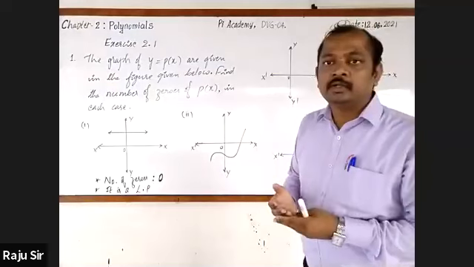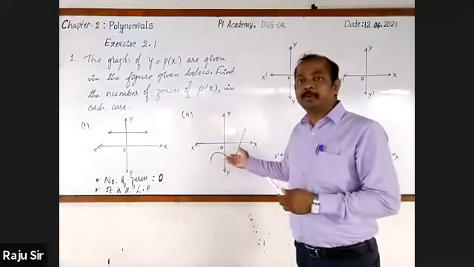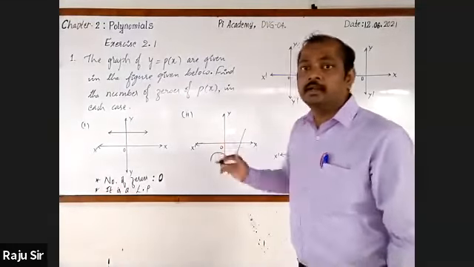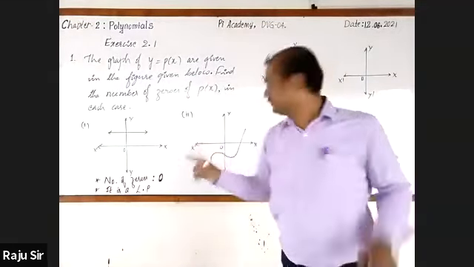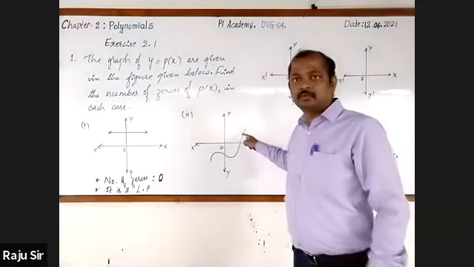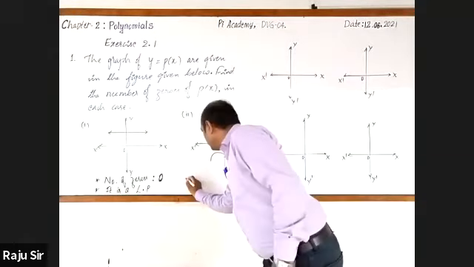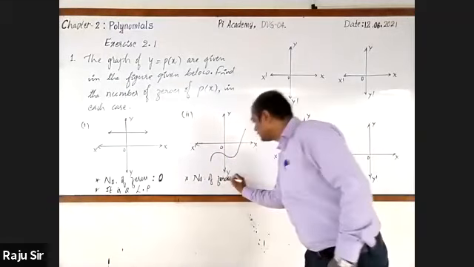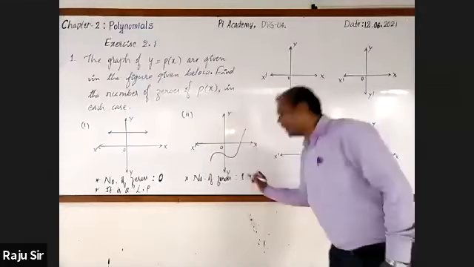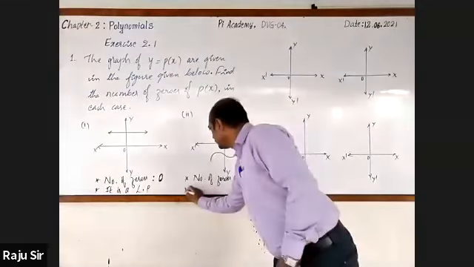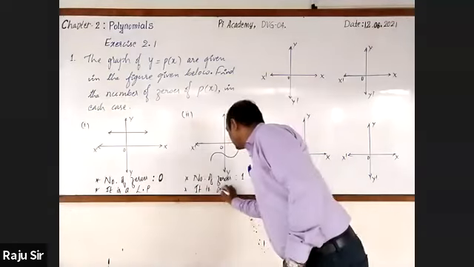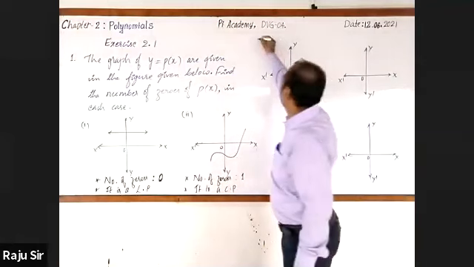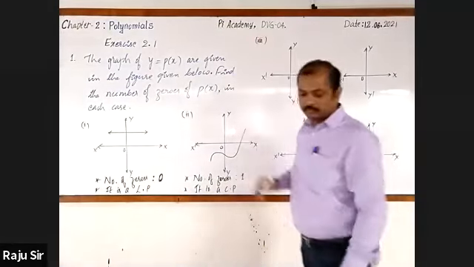So it is a cubic polynomial, right? Not linear. Linear means it will be straight. It is curved, right? Number of zeros is 1. Next, it is a cubic polynomial. Let me go for taking the third.